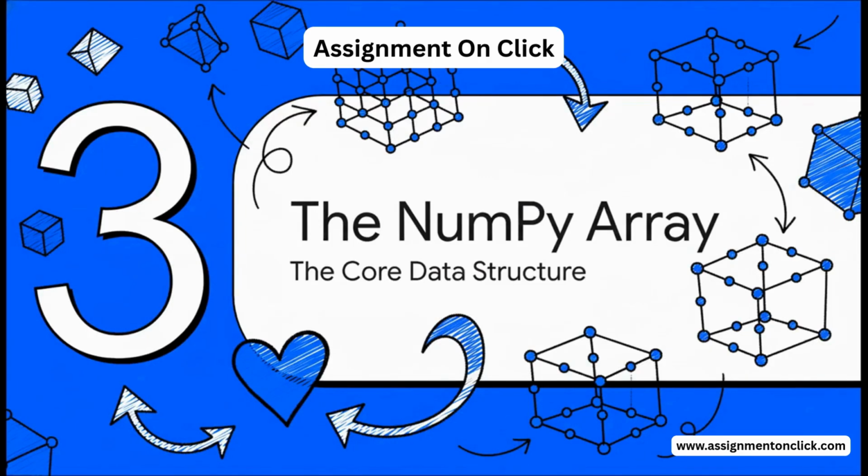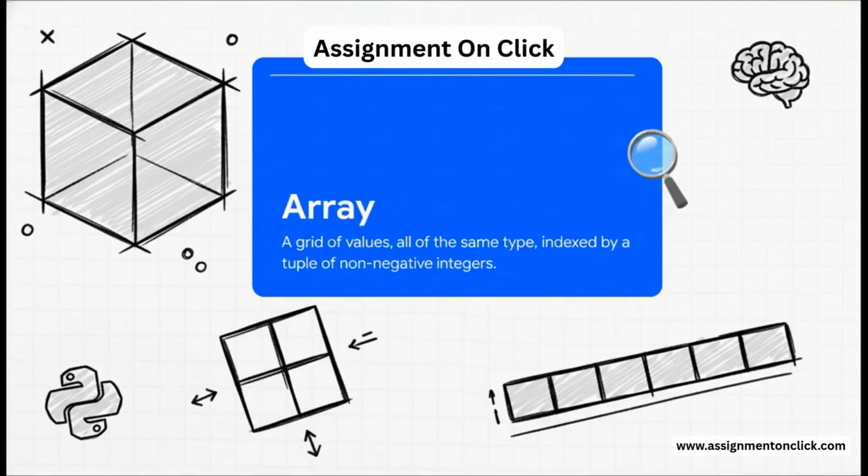All right, so this brings us to the absolute heart of NumPy, the array itself. Let's take a closer look and break down what this thing actually is. Okay, so at its most basic, an array is just a grid of values. It could be a simple one-dimensional line of numbers, kind of like a list, or it could be a two-dimensional table, like a spreadsheet. It can even be a three-dimensional cube of data. But there is one golden rule, and it's non-negotiable.